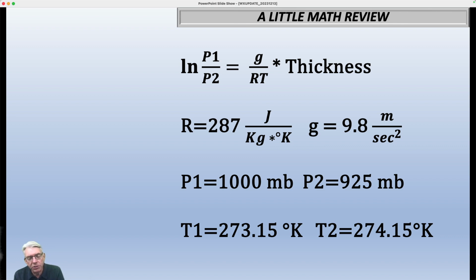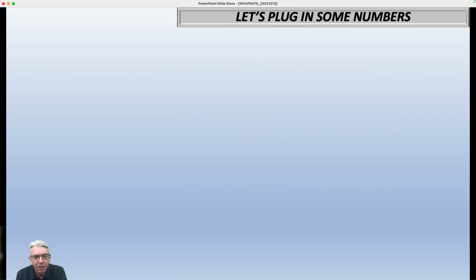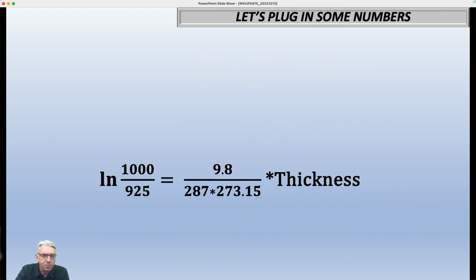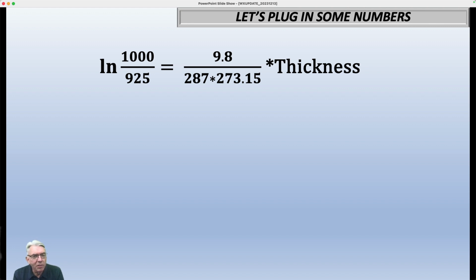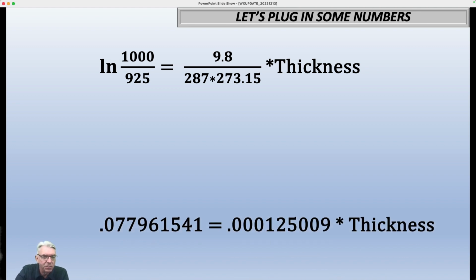So T1 is going to be 273.15 Kelvin, which is 0 degrees Celsius or 32 degrees Fahrenheit. It is the freezing point. And then for T2, we're going to up it 1 to 274.15 Kelvin and see what difference that makes in the thickness. So let's plug in the numbers now. Natural log of 1,000 over 925 is equal to 9.8 over the product of 287 times 273.15 times the thickness.